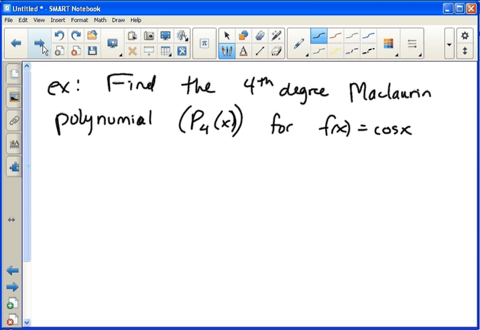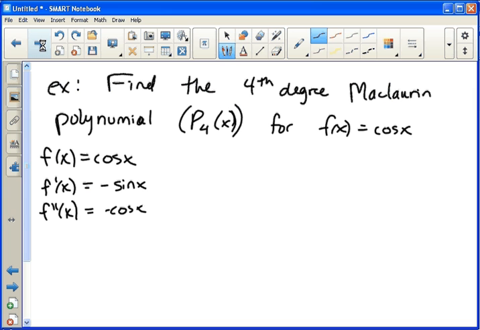So for example, they say the fourth degree, so we need to start with cosine x and go to the fourth derivative. So the first derivative is negative sine x, second derivative is negative cosine x, third derivative is sine x, and fourth derivative is cosine x.